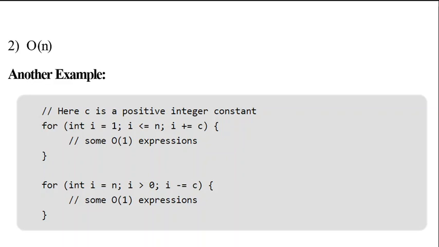And another for loop, which is not a nested loop, is another for loop that doesn't have any connection with the one before. It is outside, as you can see from the brackets. Declared another for loop with integer i equals n, where i is greater than 0, and then we decrement it by c. And of course, there are some big O of 1 expressions, which are constants.